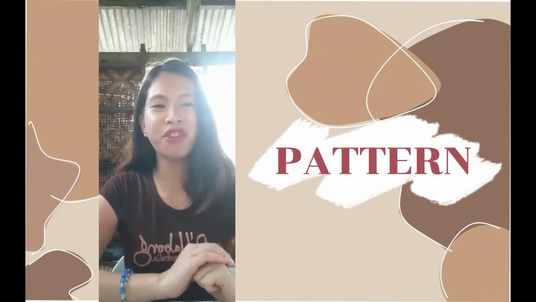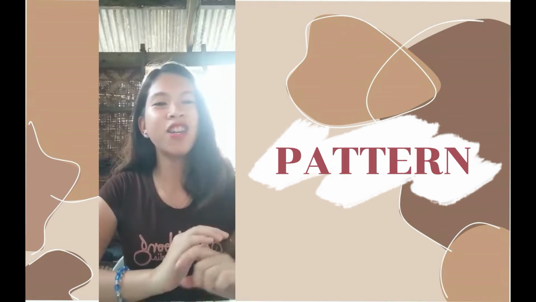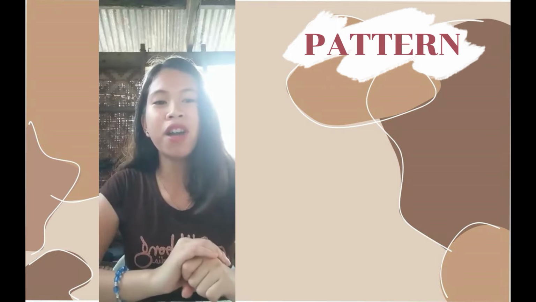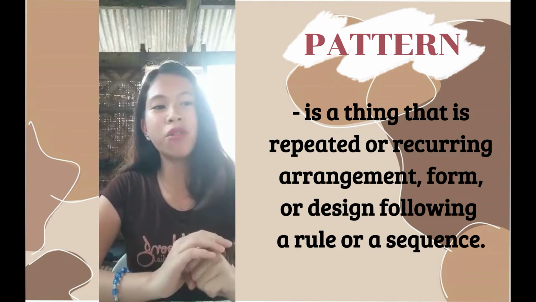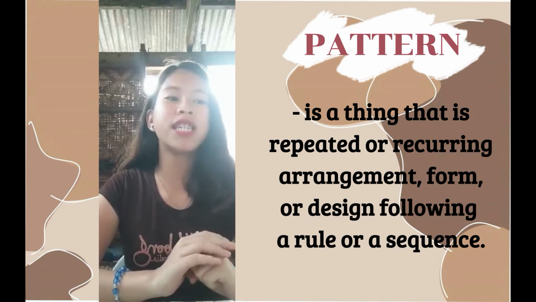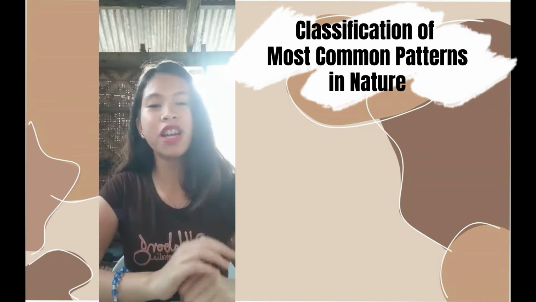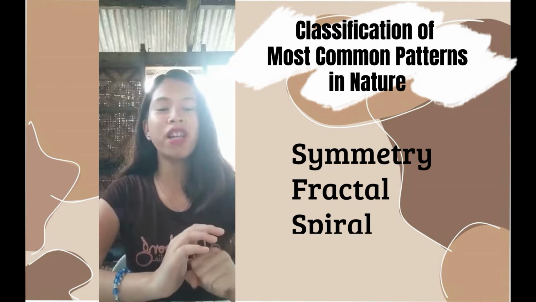And now let's go on our topic for today. We're gonna talk about pattern. I think everyone knows about pattern, right? And I know you've seen many patterns all over your surroundings. So what is pattern? Pattern is a thing that is repeated or recurring arrangement, form, or design following a rule or a sequence. There are 4 classifications of most common pattern in nature, and these are symmetry, fractal, spiral, and tessellation.